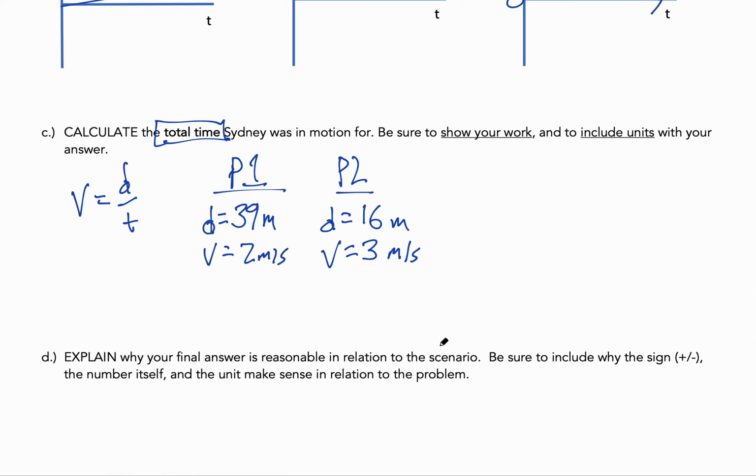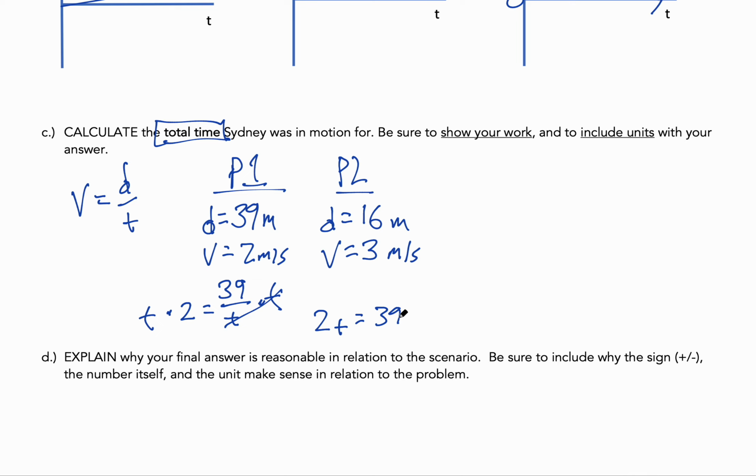All right, so for part 1, we can use the same formula, v equals d over t. I know my velocity, right? That is 2. Just putting my v right here. I know my distance was 39. So we can solve for our time. All right, let's go ahead and get rid of this fraction. So I'm going to multiply by time to get rid of that. Do the same thing to our other side here. So we're left with 2t equals 39.